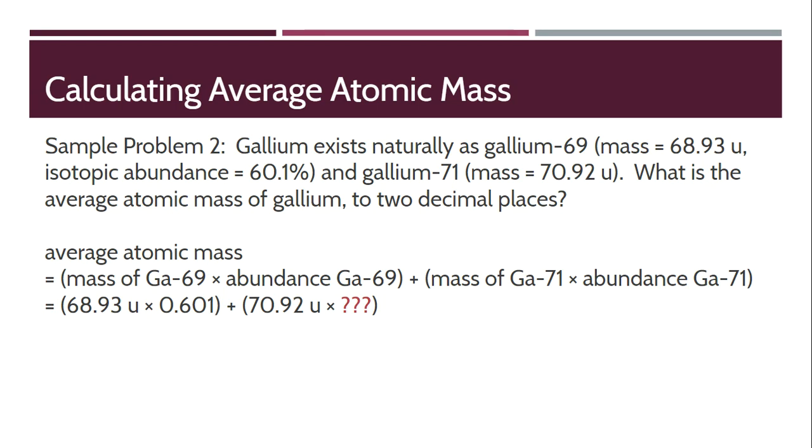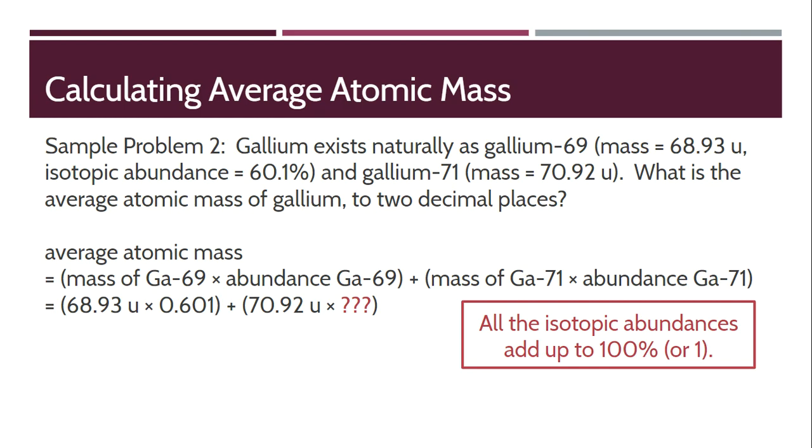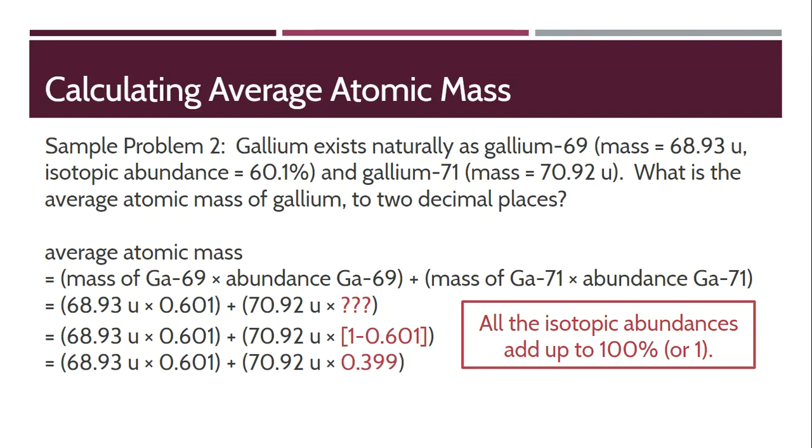So the key here is the fact that all of the isotopic abundances need to add up to 100%, right? Or 1 when it's in decimal form. So we just need to take the 60.1% and subtract it from 100. Since we're working with decimals, 1 minus 0.601 will give us what's left, right? Whatever's not gallium-69 has to be gallium-71. So that gives us a 0.399 abundance for gallium-71. So when we do that calculation, we get an average atomic mass for gallium of 69.72 U.